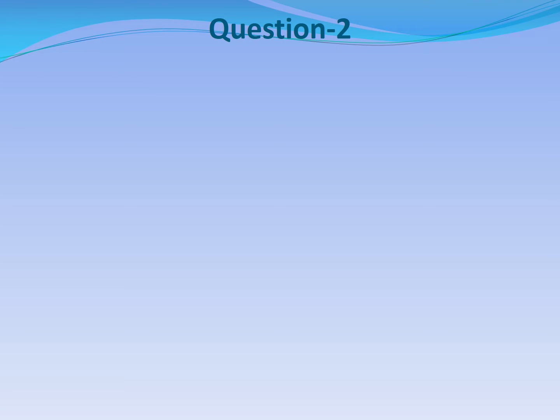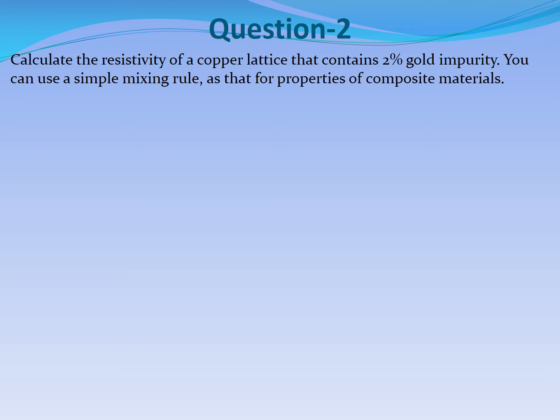Question 2 was the numerical part, right? Always question 2, or sometimes. Calculate the resistivity of a copper lattice that contains 2% gold impurity. You can use a simple mixing rule as that for properties of composite materials, right? So this is a composite material question, and in composites you have at least two materials.